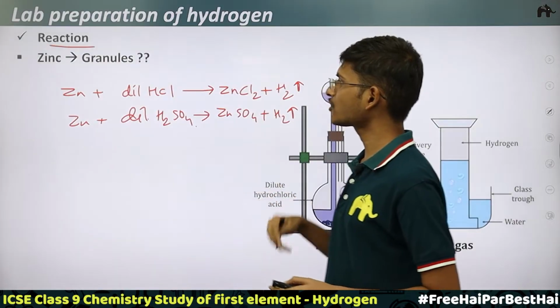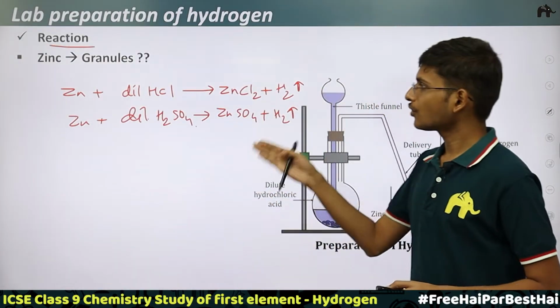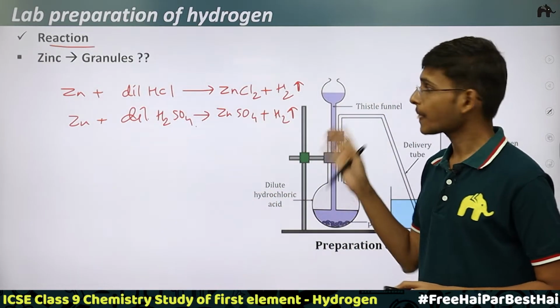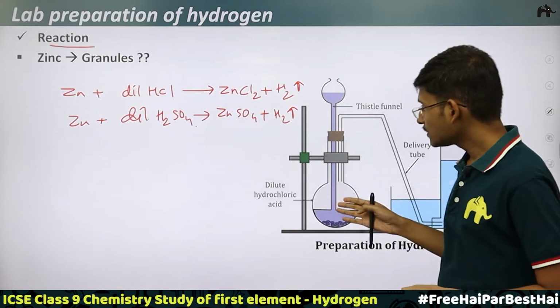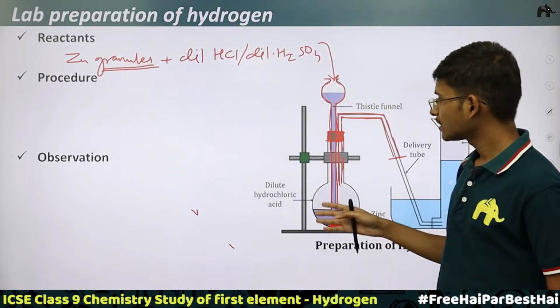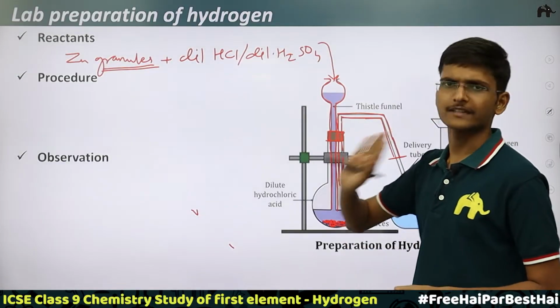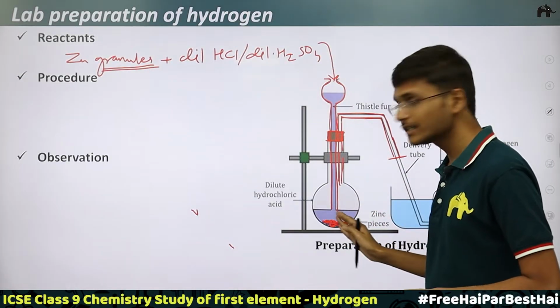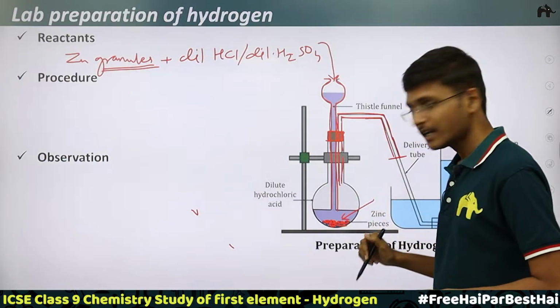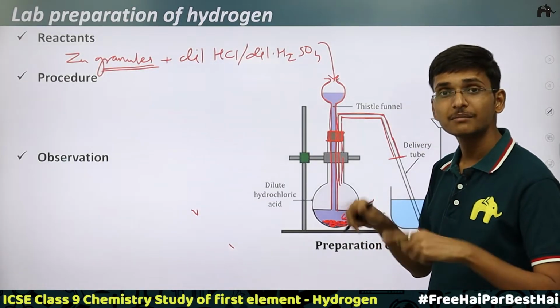Fine. So zinc chloride and hydrogen gas here. Okay, and zinc sulfate and hydrogen gas. So here, what your observation would be: suppose I am taking hydrochloric acid here, so zinc chloride is formed inside, and hydrogen gas is being liberated.